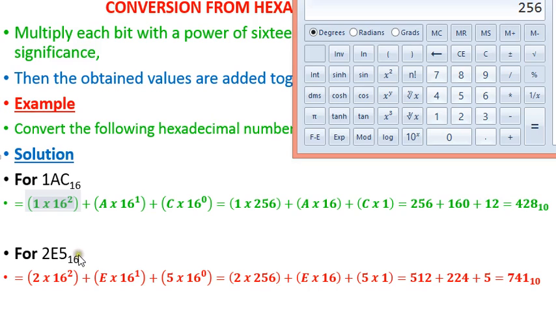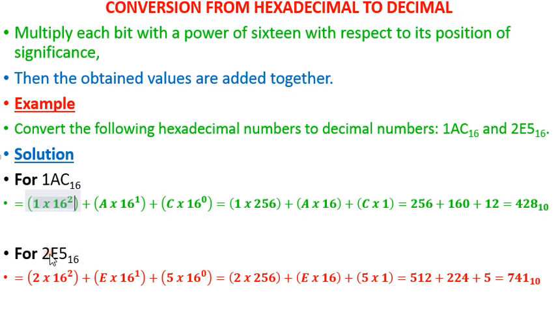The second example is 2E5, and I'm asked to change it to decimal. I'll say 2 times 16 plus E times 16 plus 5 times 16. This is the last 16, it should carry a power of 0. The next one should carry a power of 1, and the last one should carry a power of 2.